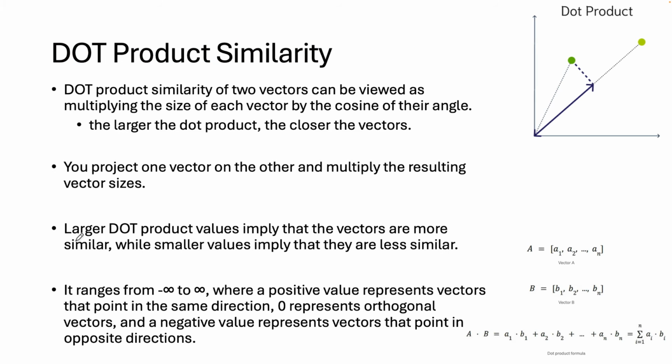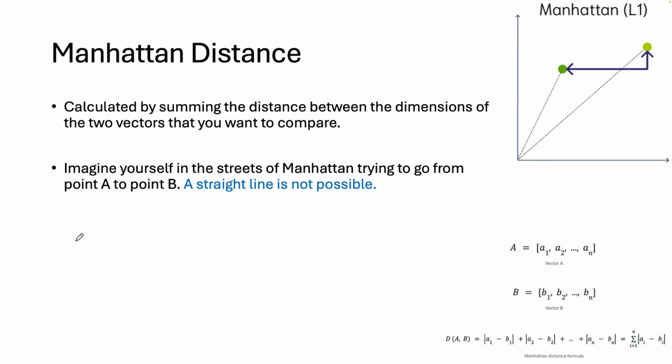The next one has to do with the dot product, and what the dot product looks at is the similarity between the vectors by multiplying the size of each vector by the cosine of the angle. So a bit more of a calculation is involved in this. The larger the dot product, the closer the vectors are to one another. Part of what it does is drop the angle from one vector onto the other one, and multiply out the resulting vector sizes in relation to that.